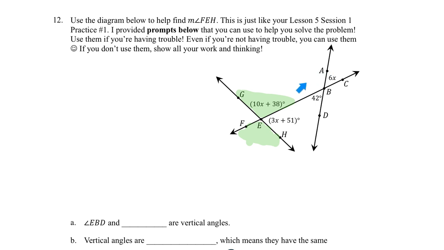I see over here a set of vertical angles. I'm going to highlight them for you. So I see 6x, this angle ABC, and this angle, which is EBD. Those are the same measure because they're vertical angles. So 42 degrees and 6x should be the same thing.